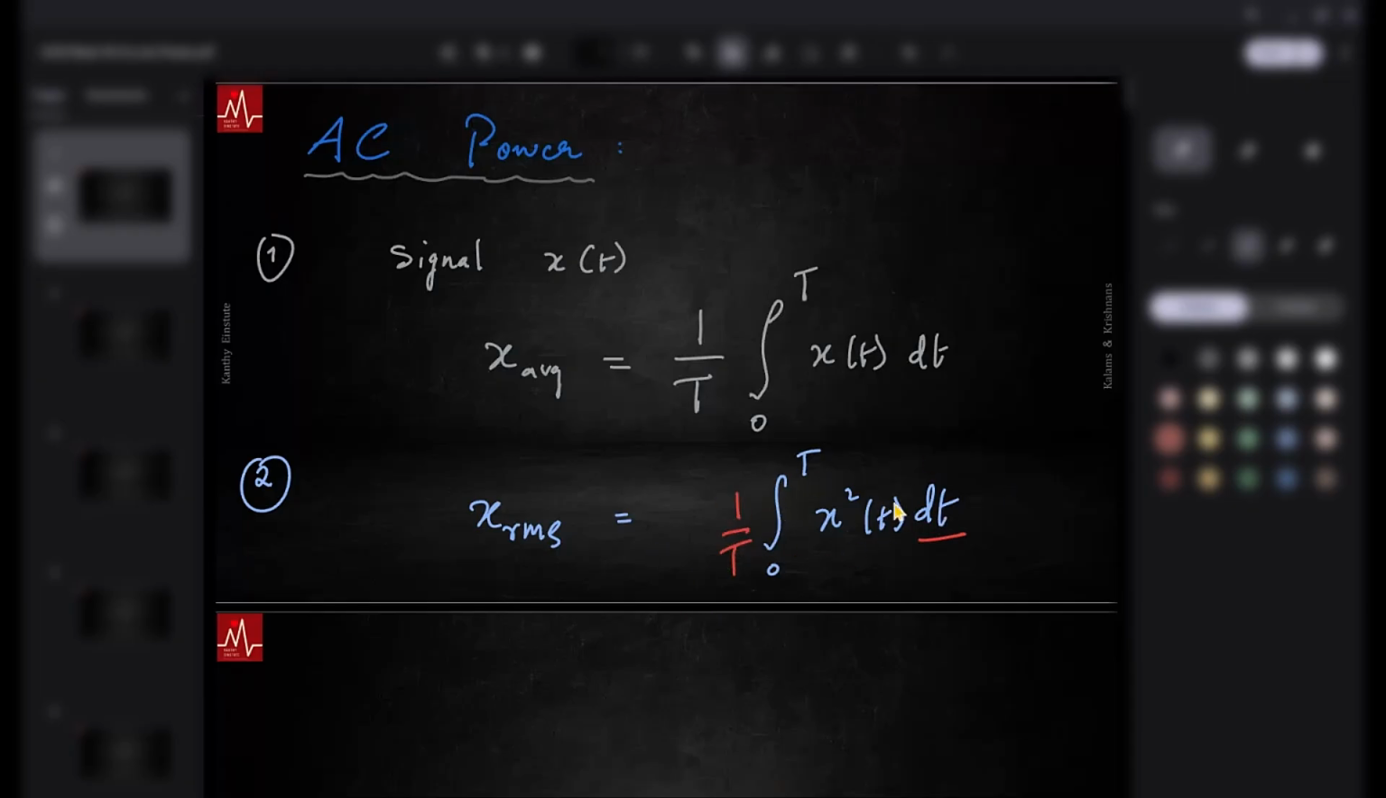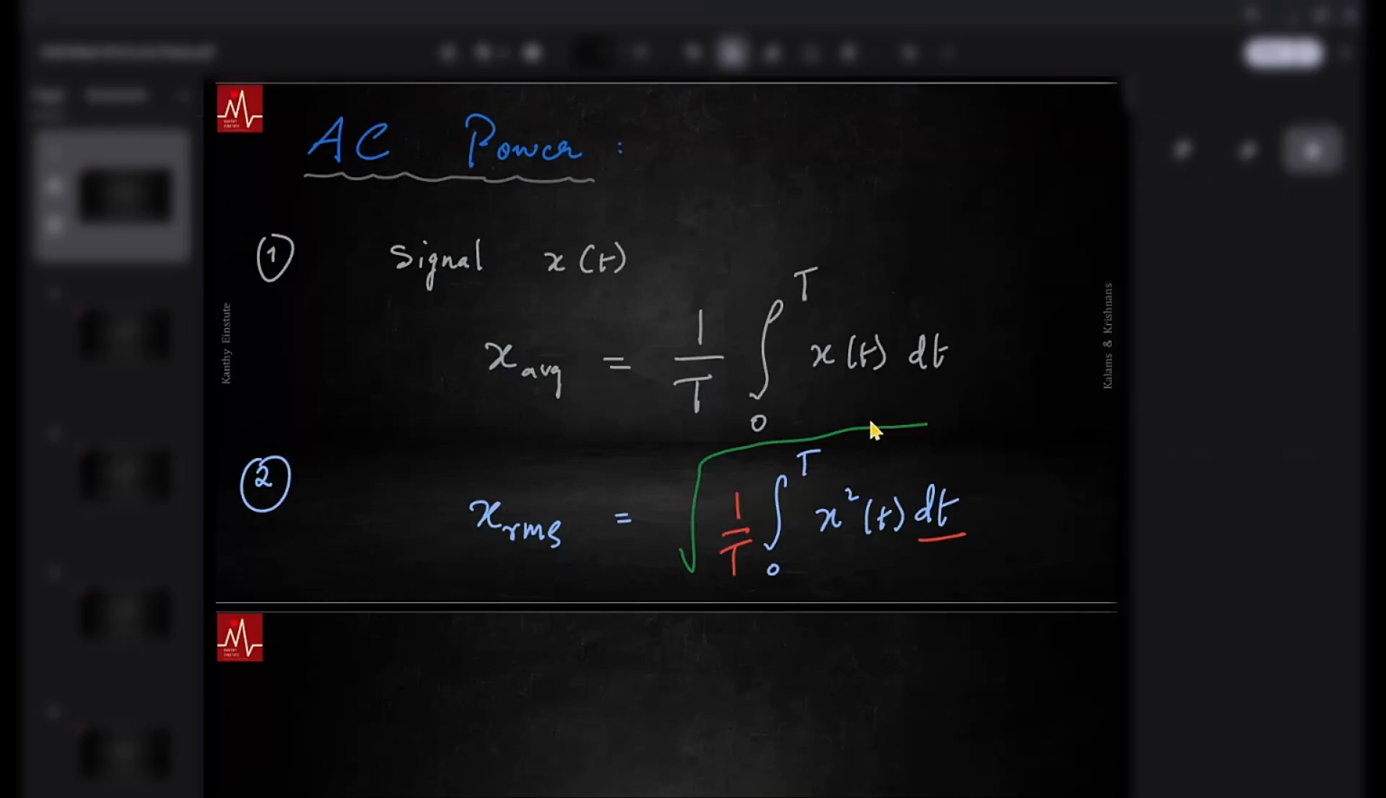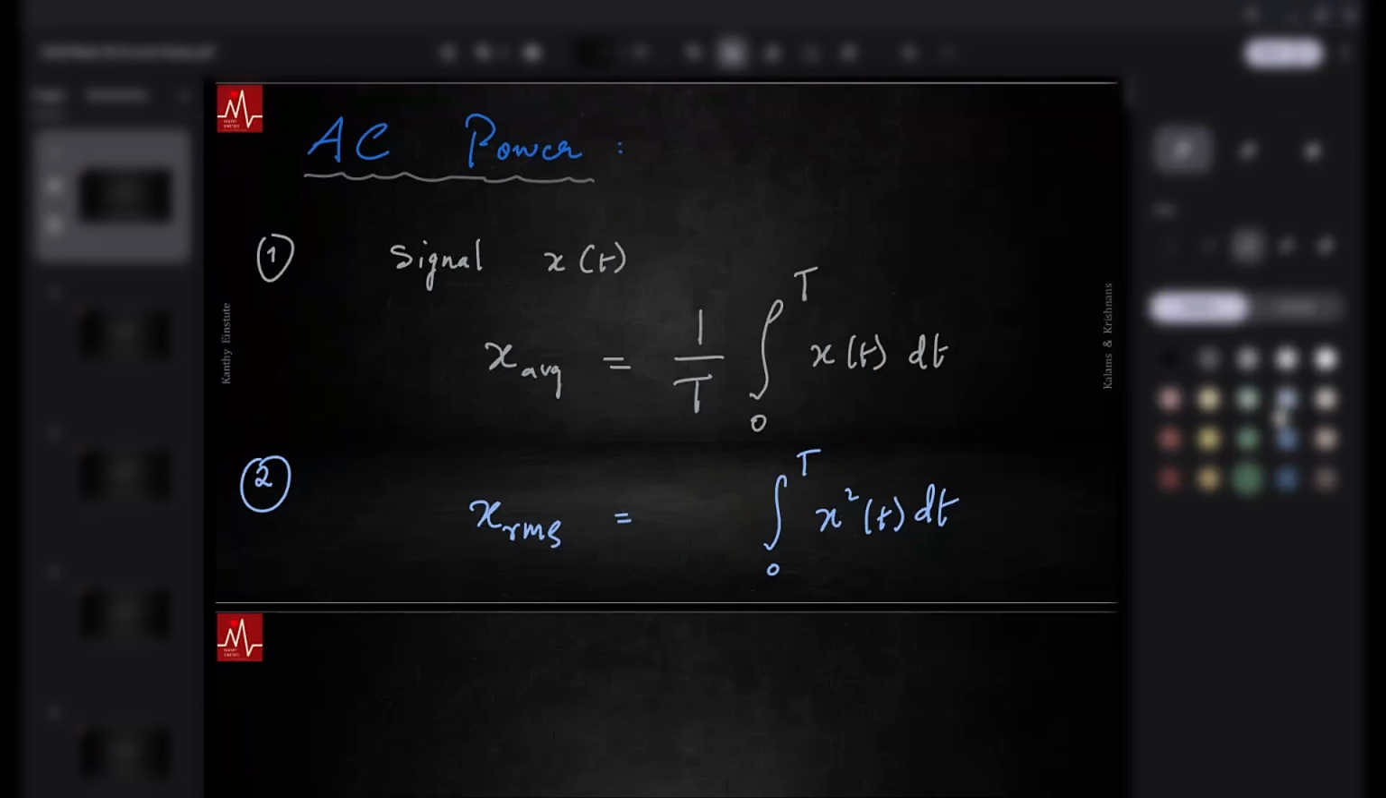So the units of this is square of x. Dimensions of this is square of the signal. To undo that, you will have to take the square root. Okay, so let me write this down properly. So this is the RMS value, x square dt. This again is averaged. Typically, if it's a sinusoidal or periodic signal, this is averaged with respect to time. Then we undo the square. This is your RMS value. T is time period.